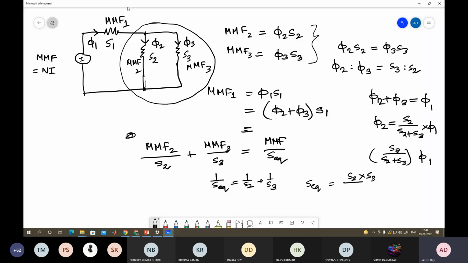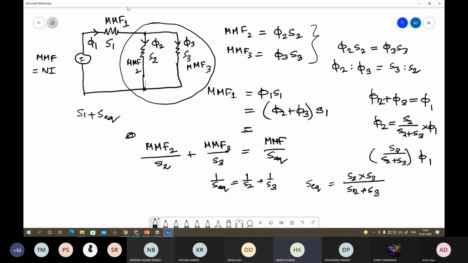Just like the parallel combination of resistors, the same concept you can use here to find the effective reluctance, and that you can add with this one. So S1 plus S equivalent, and in that way also you can solve. I would ask you to cross-check the first problem which we have solved. If we take the same approach as solving a complicated resistive circuit, we should arrive at the same result. So that also you can cross-check.